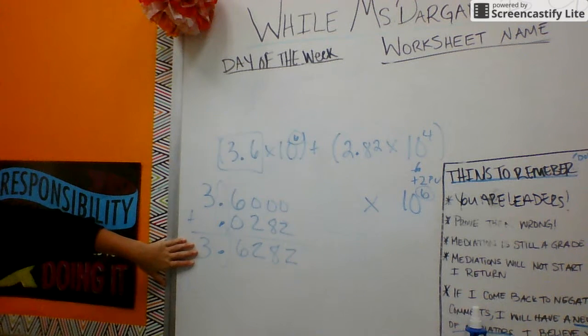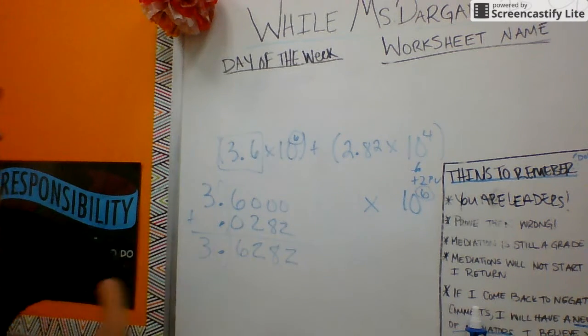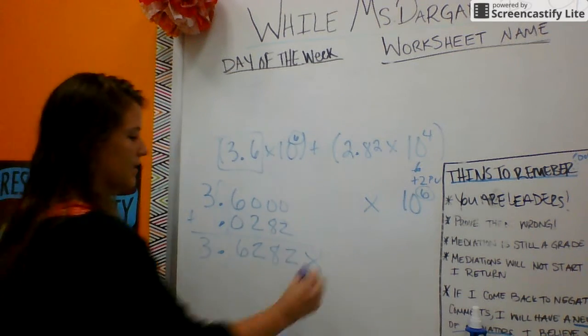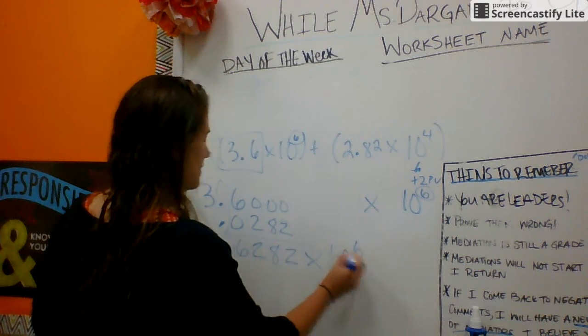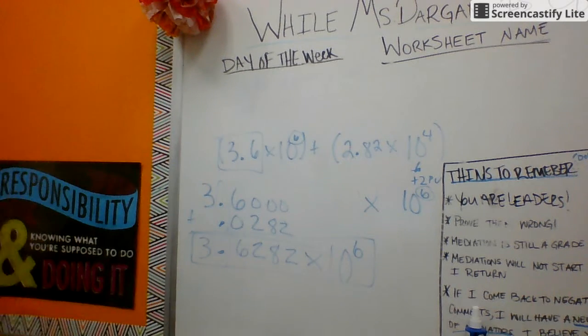Am I still in scientific notation? Yes, I am. I have 3.6282. And now I know that I changed these both to the 6th, so it's times 10 to the 6th power. We're going to do one more that deals with subtraction.